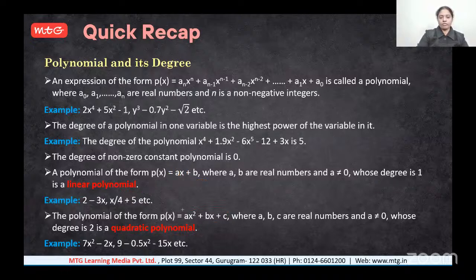So the general form of a quadratic polynomial is ax square plus bx plus c, where a is not equal to 0. So this is the important thing to remember. Okay. So let's move further to see the other types of polynomials.